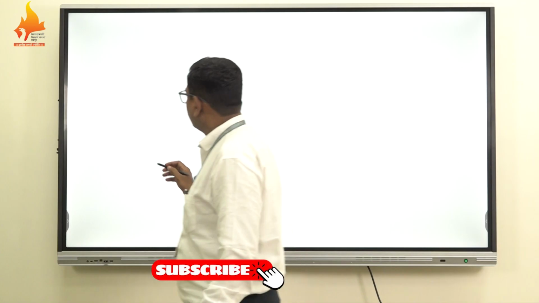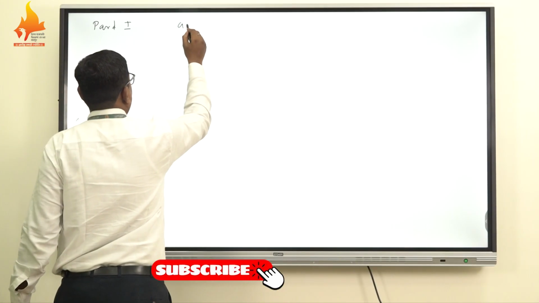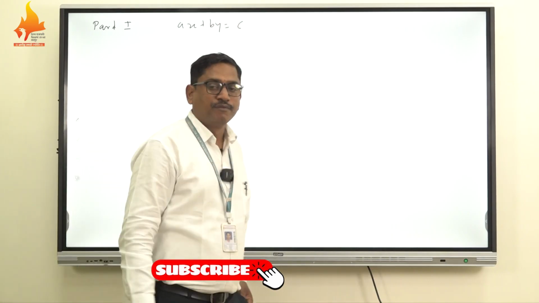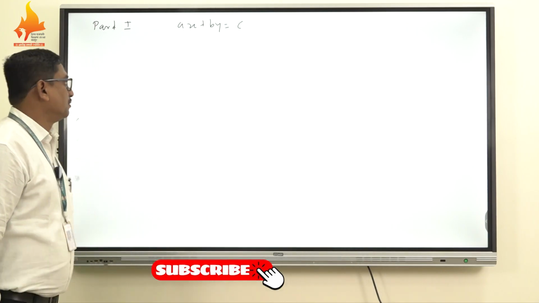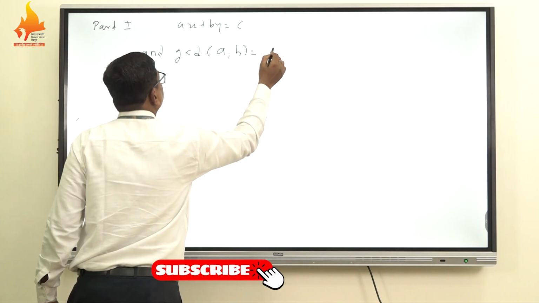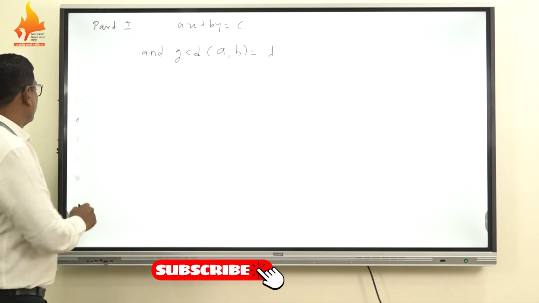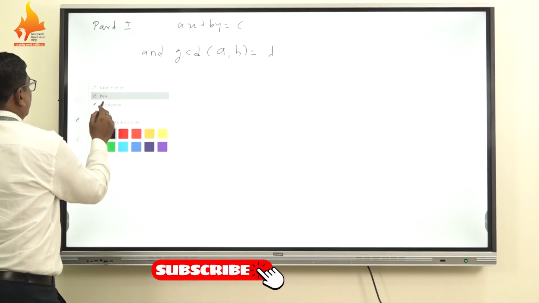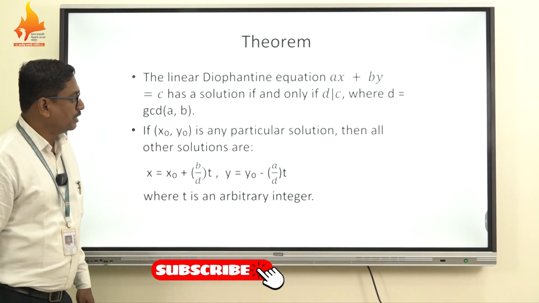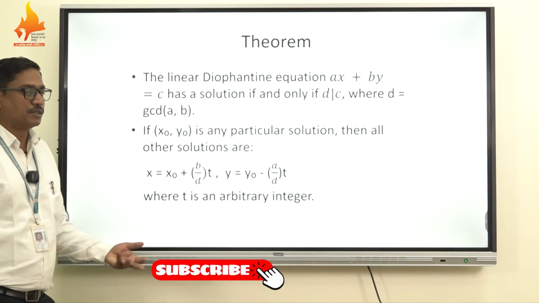Part 1 we will prove. What was given in part 1? ax plus by equals c is a given linear Diophantine equation, and the GCD of a, b is d. So what do we have to prove? We want to prove that if this has a solution, then d must divide c. This is a two-way proof, an if-and-only-if proof, a necessary and sufficient condition proof.